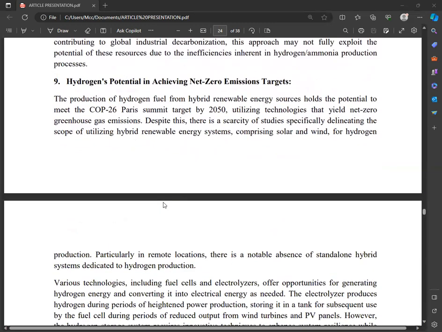Now, let's study how the hydrogen potential is reliable in achieving net zero emission target. Basically, the production of hydrogen fuel from hybrid renewable energy resource holds the potential to meet the carbon summit target by 2050, utilizing technologies that yield net zero greenhouse gas emissions. Despite this, there is a scarcity of studies specifically delineating the scope of utilizing hybrid renewable energy systems.